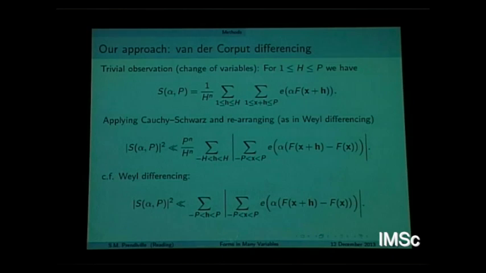But the difference here is, in Weyl differencing it looks pretty similar, but after van der Corput differencing, the coordinates of our little h are restricted to be between minus big H and big H, where H is some parameter between 1 and P. In fact, we can choose any H between 1 and P, and in Weyl differencing, H is forced to be P. So that's the only difference. But this is quite a lot of freedom, because we've now got the freedom to choose H according to the situation. So that's the advantage we exploit.